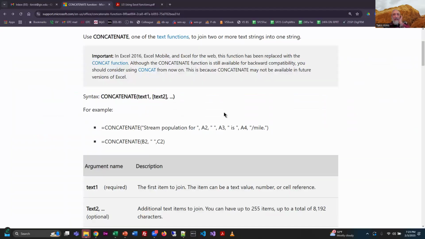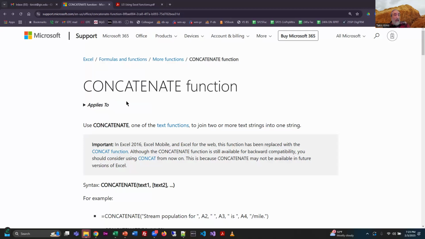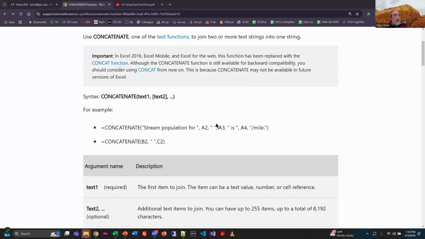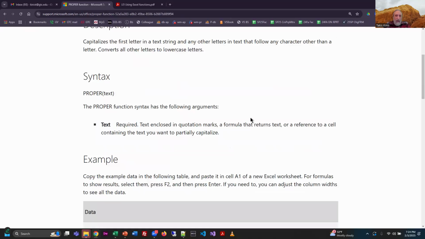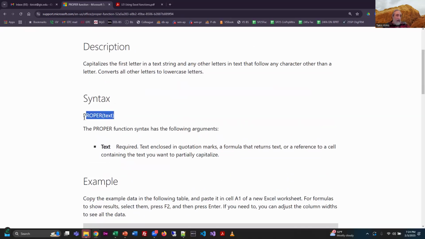Just to reiterate what we just said: I went to the Microsoft website and looked up the CONCATENATE function so I could see the verbiage of how it works. Basically, you say CONCATENATE, and you indicate what text or cell you want joined. And to do the proper function, the syntax is that whatever text you have goes inside the parentheses. So that could potentially be replaced with the CONCATENATE function. That's what I'm going to try to do, but we're going to do it one step at a time.